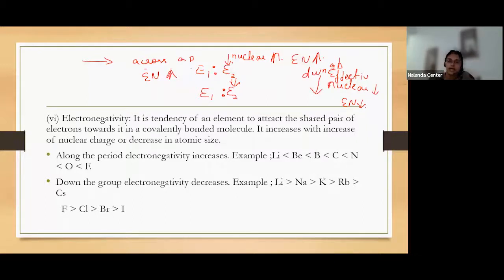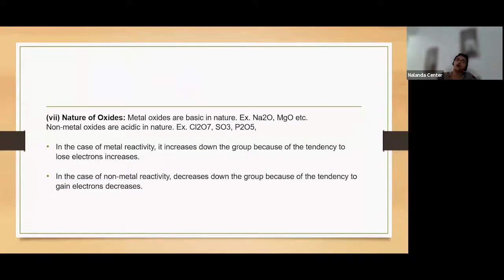All right, now coming to the last topic, I guess. Nature of oxides. Metal oxides, sodium oxide, magnesium oxide, calcium oxide, all these are basic in nature. Whereas non-metal oxides, sulfur trioxide, phosphorus oxide, carbon dioxide, are acidic in nature. Sulfur trioxide forms sulfuric acid, phosphorus oxides form phosphoric acid. These are acidic in nature.